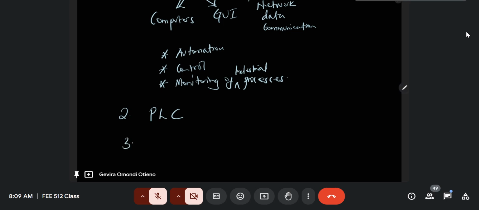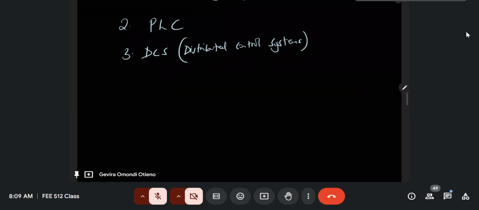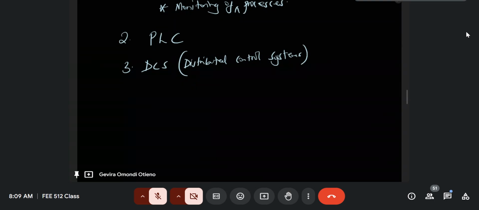The other one is what we call the DCS, distributed control systems. Remember, we are talking about the industrial control systems, those systems or technologies that help with automation in the industry. So the distributed control systems are also just like PLCs. They serve the same purpose as PLCs, and that purpose is to control and monitor industrial processes or industrial equipment.